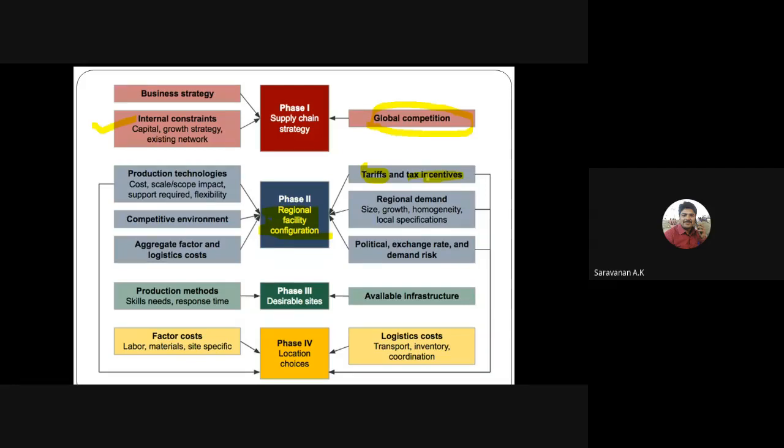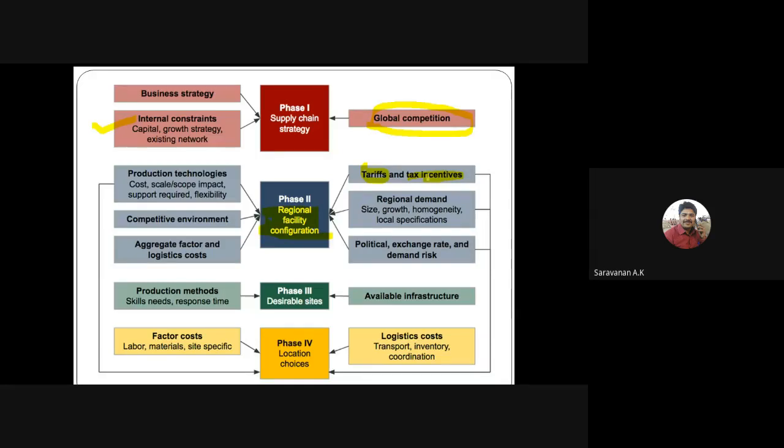What types of tax incentives are available in the regional areas? That you have to see. Then what are the regional demands? We have to see whether we have any regional demands or not. Most of the states were not having any kind of regional demand, but because of the heavy tax incentives, many facilities come into different types of areas.